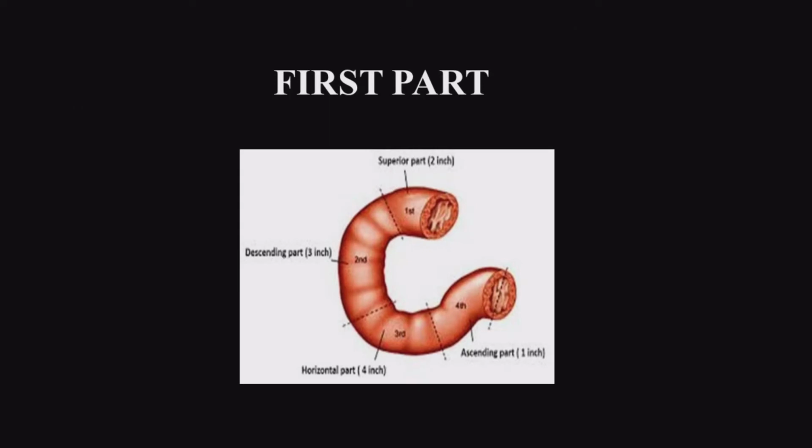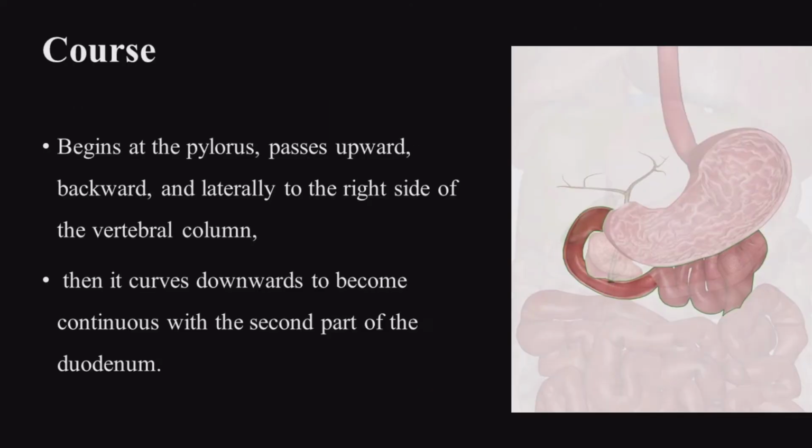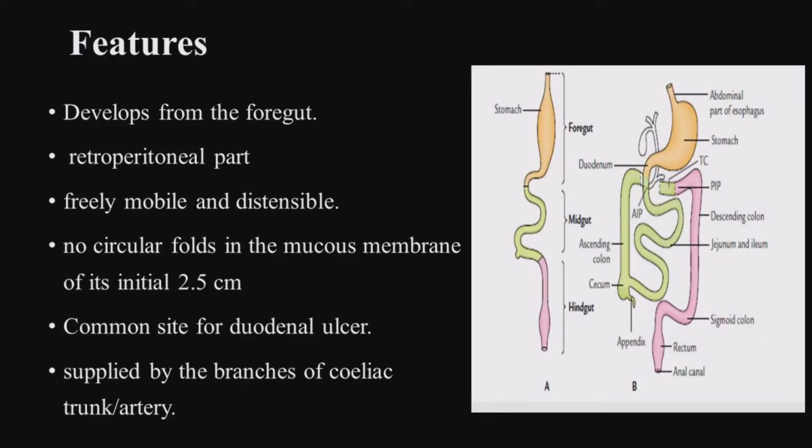First part of the duodenum. Course. It begins at the pylorus, passes upward, backward and laterally to the right side of the vertebral column to reach the neck of the gallbladder, where it curves downward to become continuous with the second part of the duodenum. Features present at this part are: this part develops from the foregut.